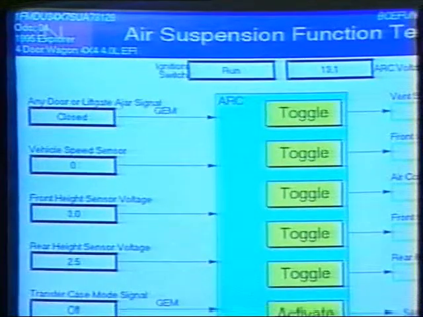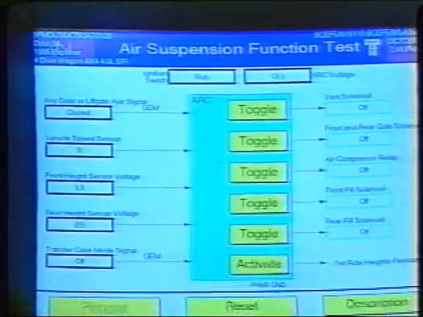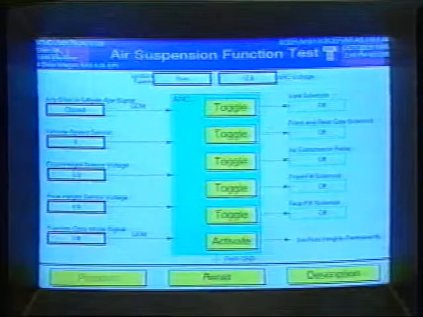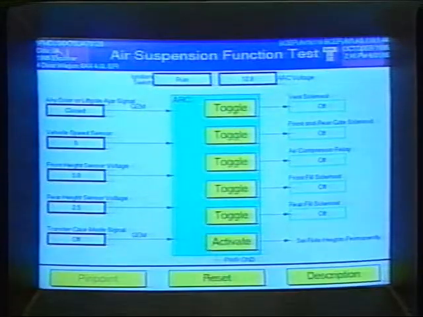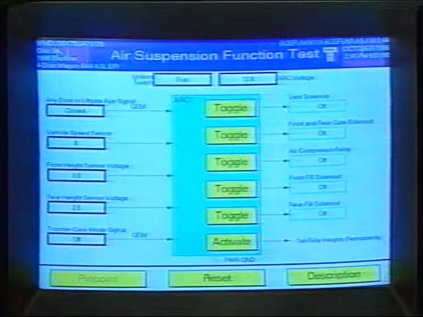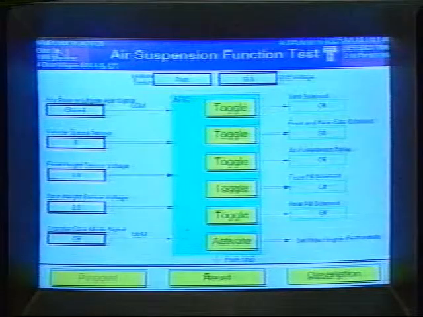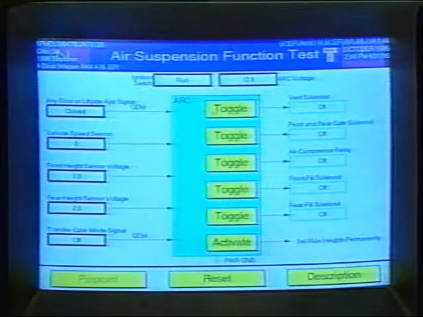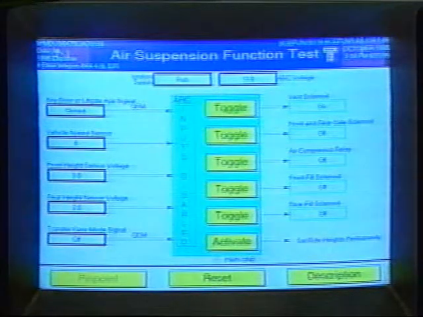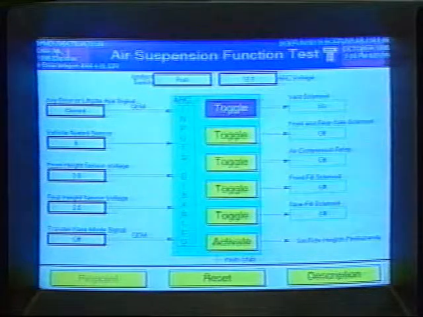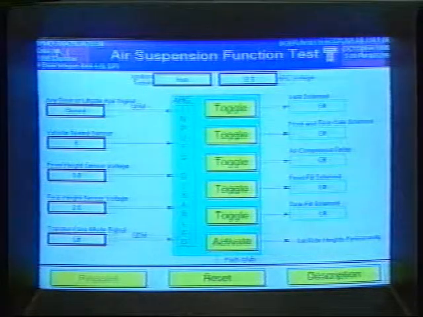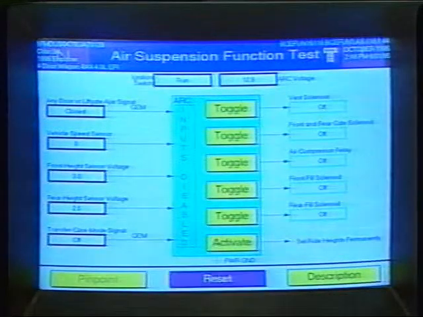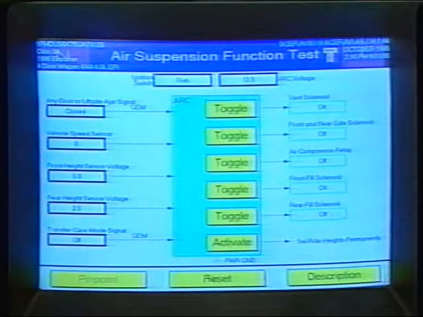And here's our air suspension function test screen. Again, like our other function tests, all of our inputs are on the left-hand side and our outputs are on the right-hand side. You'll see toggle buttons for turning things on and off, and you'll also see activate buttons, which also turn things on. In previous releases of SBDS, you could toggle a feature on by selecting toggle, then again toggle it off, and the screen would refresh. Now it's necessary to hit the reset button to clean off any of the past data on the screen.